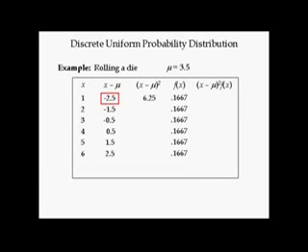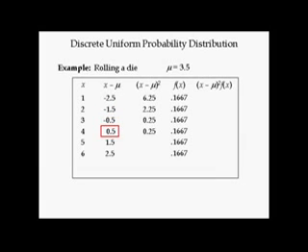Next, we square the deviations from the mean. The first squared deviation from the mean is found by squaring negative 2.5, which is 6.25. The second squared deviation from the mean is found by squaring negative 1.5, which equals 2.25. The third squared deviation from the mean is found by squaring negative 0.5, which equals 0.25.